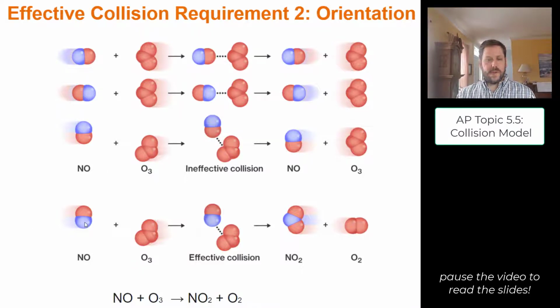It's only if the nitrogen side of the NO molecule collides with that acute angle in ozone that we form that activated complex, and that makes sense since NO2 is one of the products.